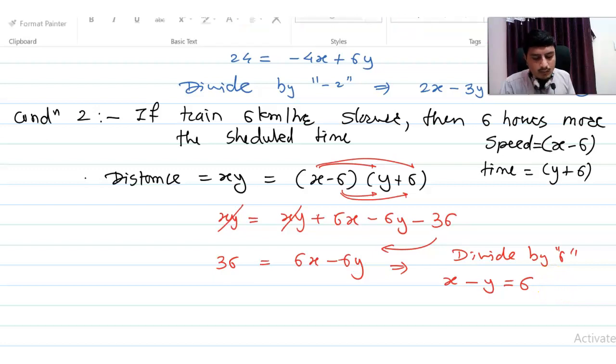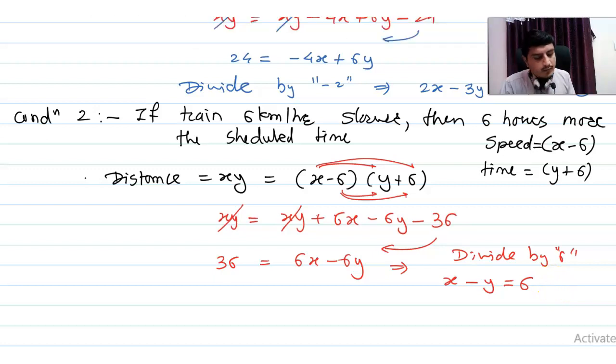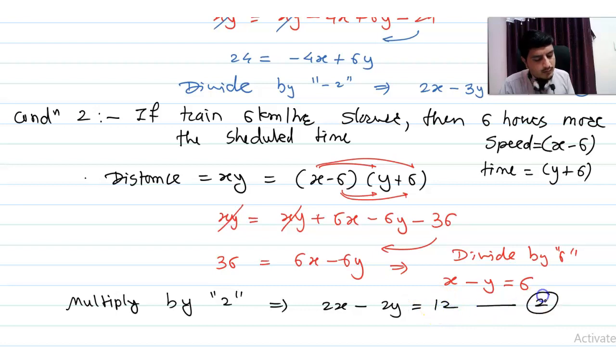Now look at equation number 1. It is of the form 2x minus 3y equals minus 12. So try to multiply the equation we got last by 2. So multiplying the equation by 2, we get 2 into x is 2x minus 2 into y is 2y, that is equal to 6 twos are 12. Call it equation number 2.